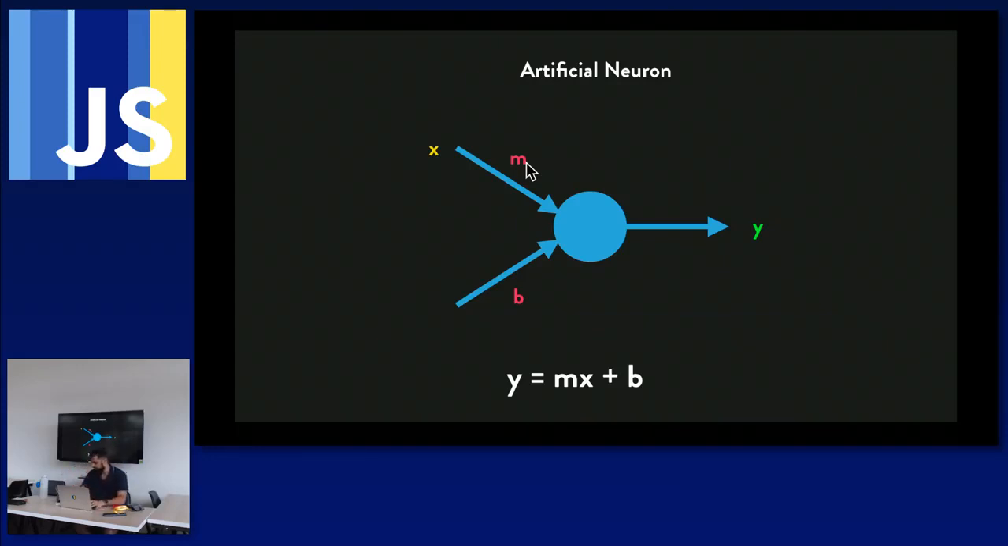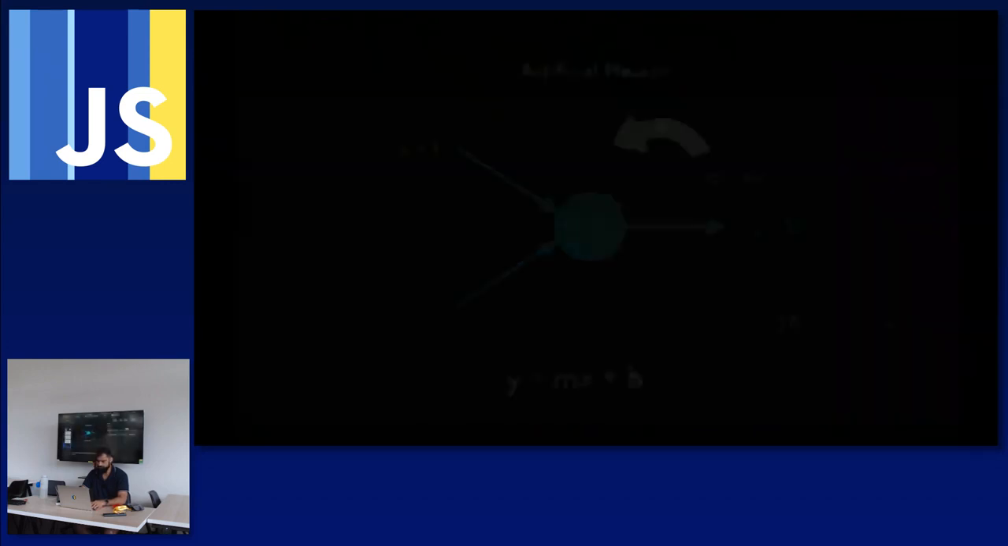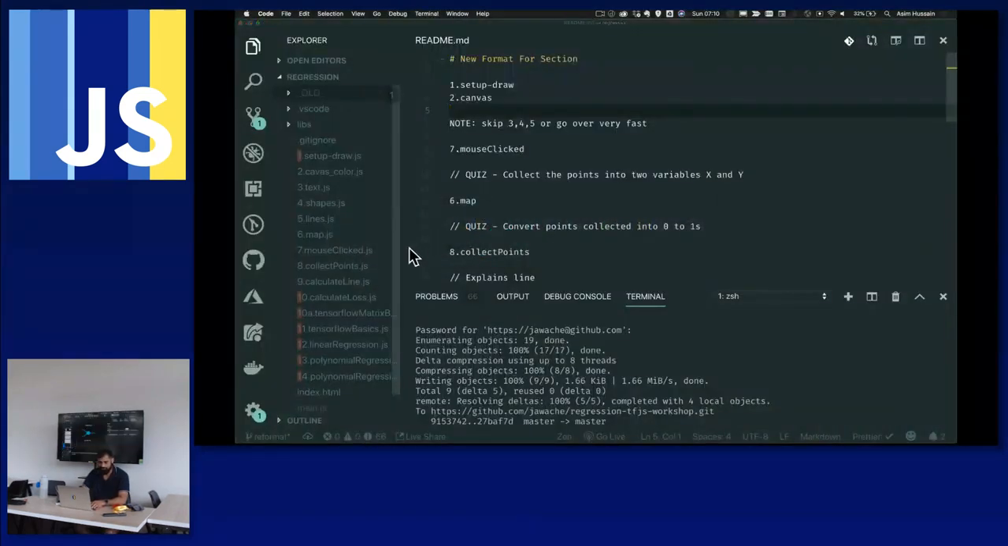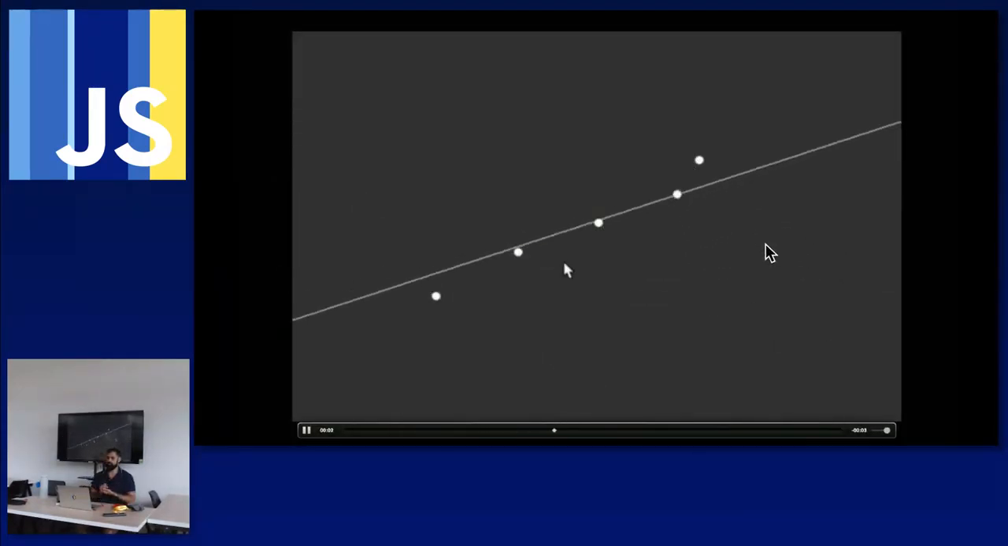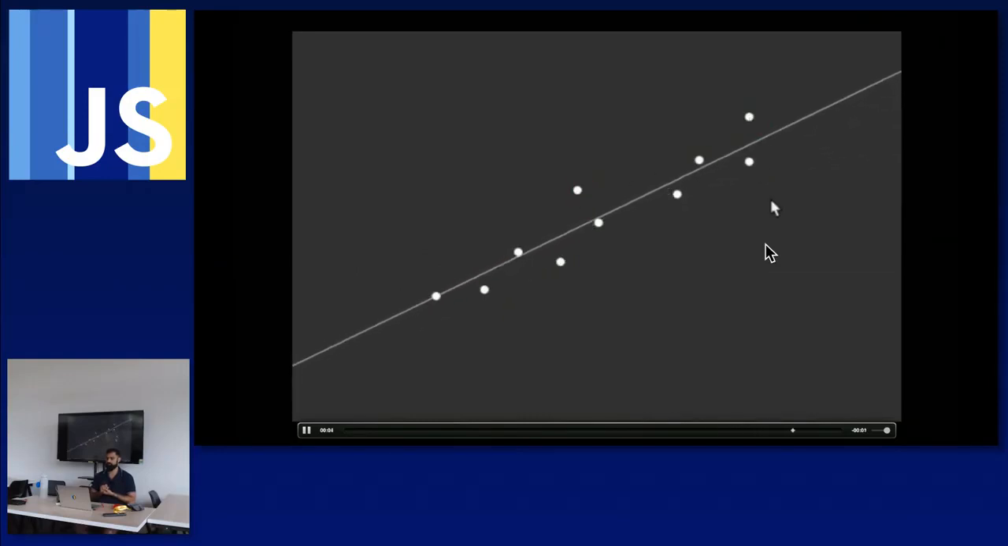All right, I forgot, I was supposed to show you a demo. Let me show you a demo. This is basically what we're going to build today. As you add points, it's going to figure out what that line is, and what that line is figuring out is basically a value for m and a value for b. It's going to automatically figure out what those are from your data sets. That's it.